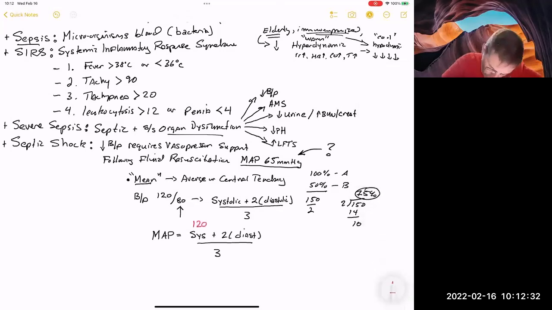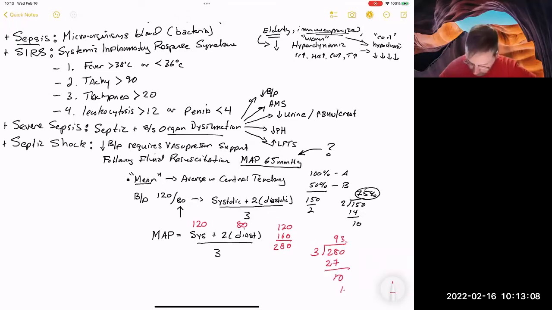So for example, with 120 over 80, I would put 120 here, 80 here, and that would be 120 plus 160, which is 2 times 80. That's 280, and then 280 divided by 3. That's 93 and some change, 93.3 continuing. So this patient would have a mean arterial pressure of about 93 millimeters of mercury.